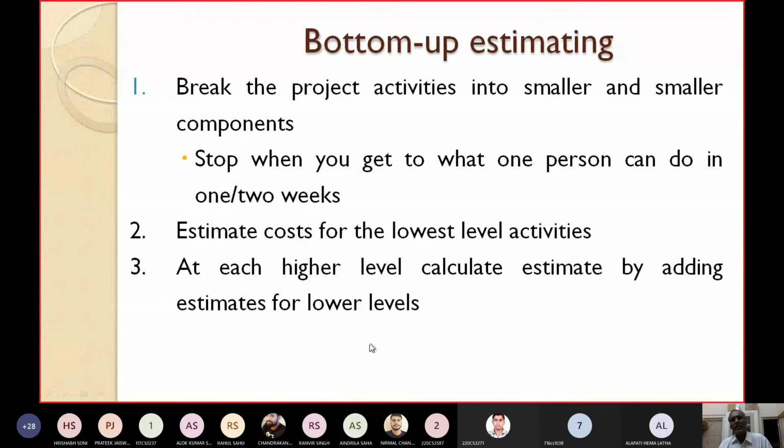So at the initial level, you estimate individually for each lower level module. Then in the next higher level, you add the estimates which you have obtained for each lower level. So you add in the next level so that you get the estimate at the next level. This is how bottom-up estimating works.